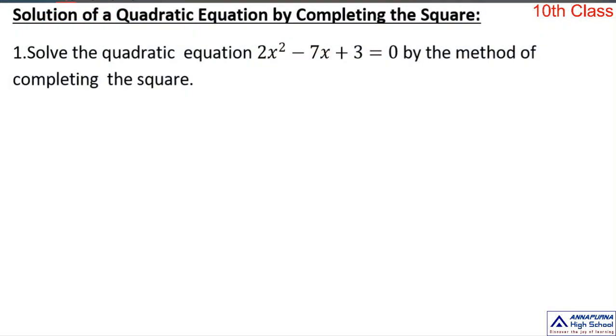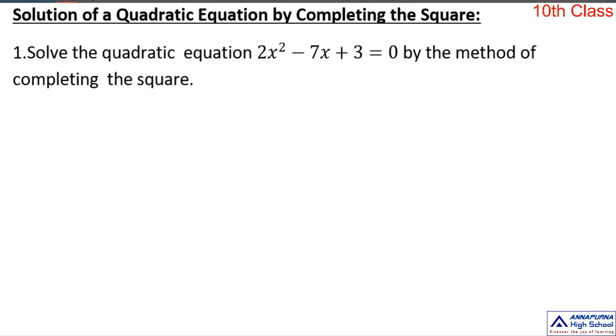So in the last video, we learned obtaining the roots of a quadratic equation by factorization method. In this video, we shall discuss another method. So what is the second method? Here the second method is completing the square method. I will explain this method by taking one example.